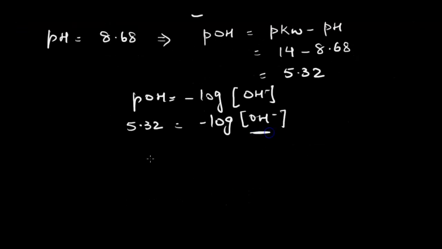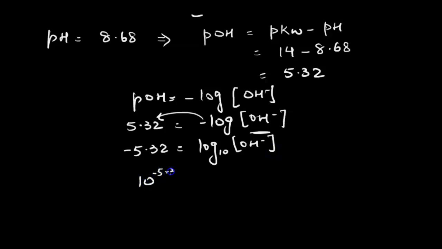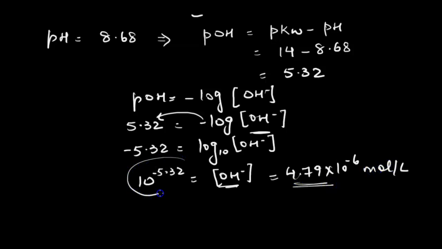Now we would isolate this in the same way as we isolated for H3O positive in the previous lesson. So we would take the negative to the other side. This would give us log, no base means base is 10, of OH negative ion concentration. So 10 to the power of negative 5.32 is equal to the OH negative ion concentration, and we get the concentration to be 4.79 times 10 to the power of negative 6 moles per liter. This is what we get after we put this on the calculator.